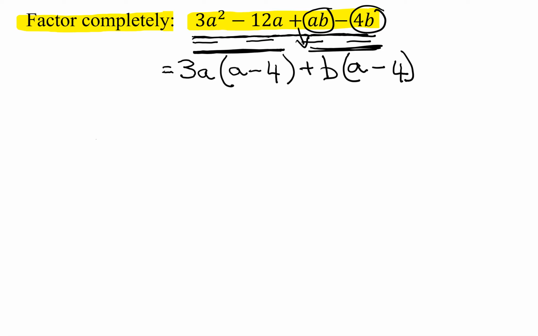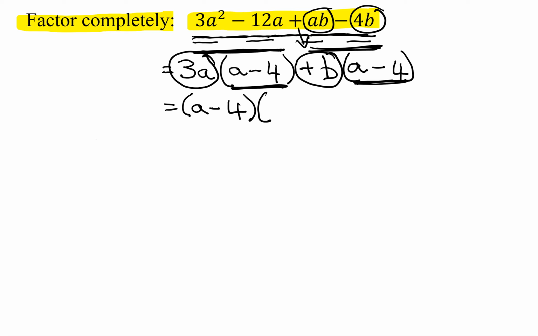Now factoring by grouping only works if this binomial is identical to this one. Is that true in this case? Yes. So that is my common binomial factor that I pull in front. And what is it going to leave? It's going to leave 3a plus b. So there is my factored polynomial.